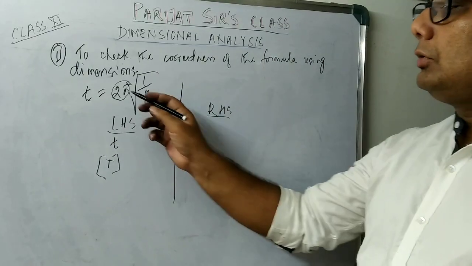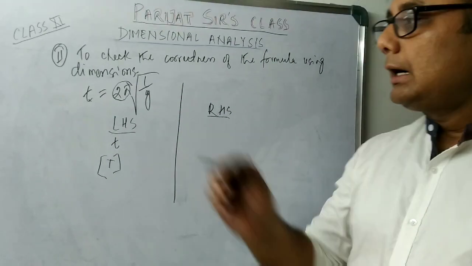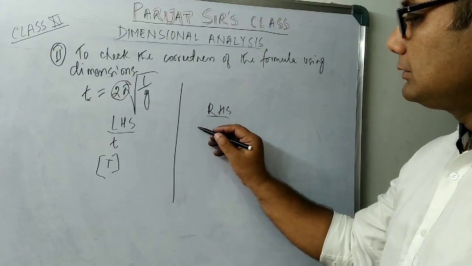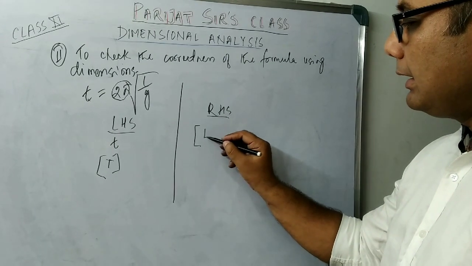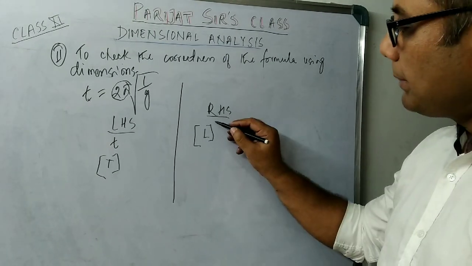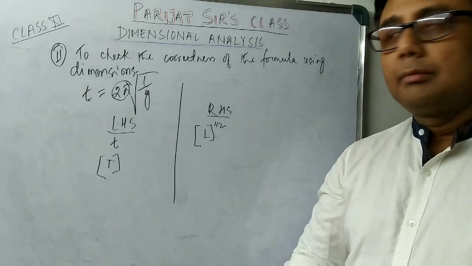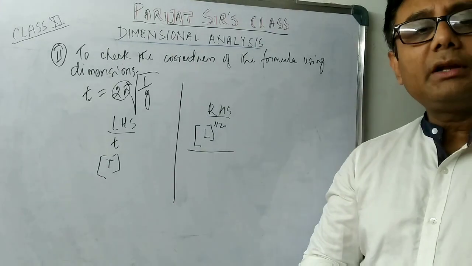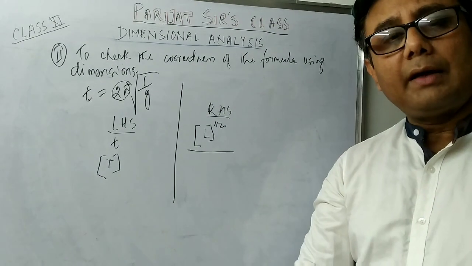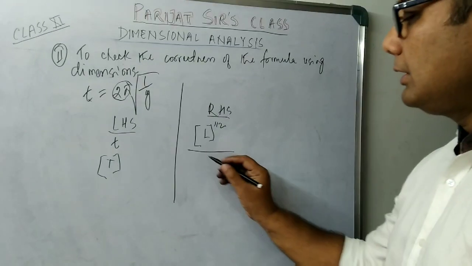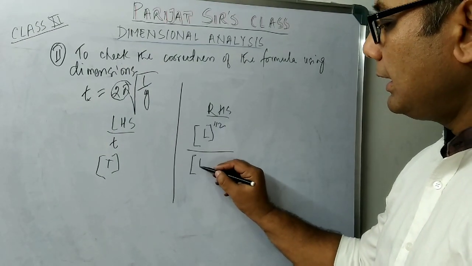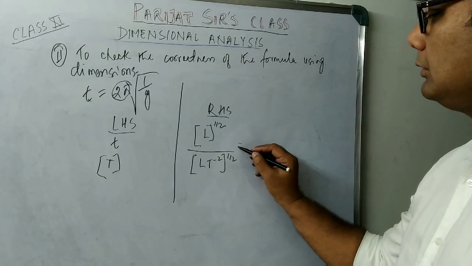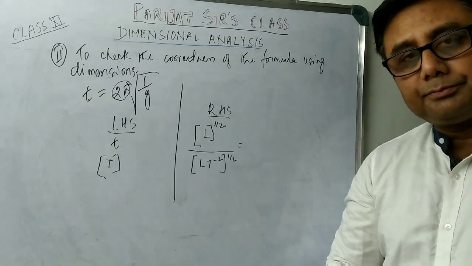In the right hand side, as I told you, I will not take 2 pi. I will take root over L by G. So that means L to the power half, because it is root over L, by root over G. Now what is G? G is acceleration due to gravity, and that is acceleration only. So acceleration's formula was L T minus 2, and it will be to the power half, because it's a square root given.